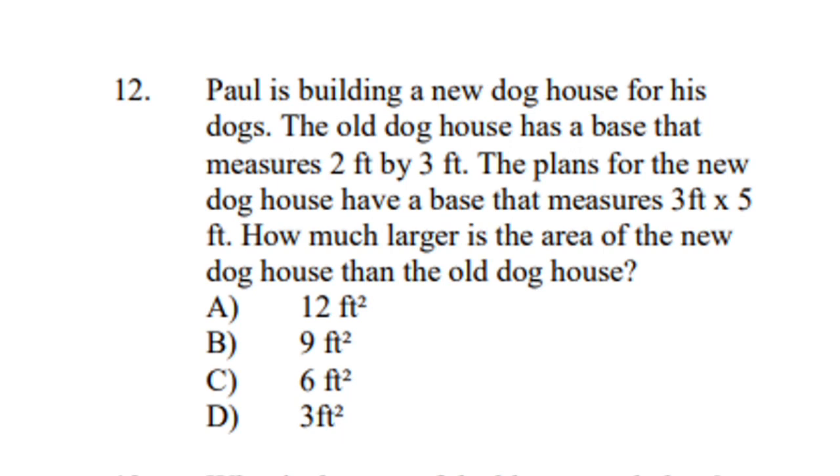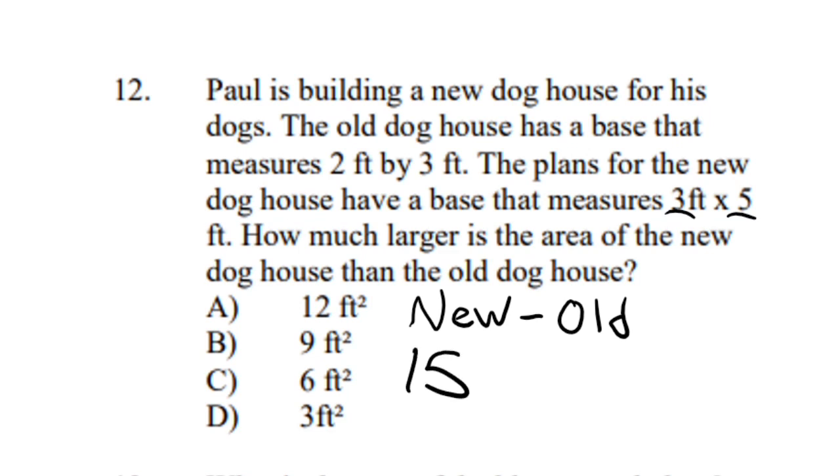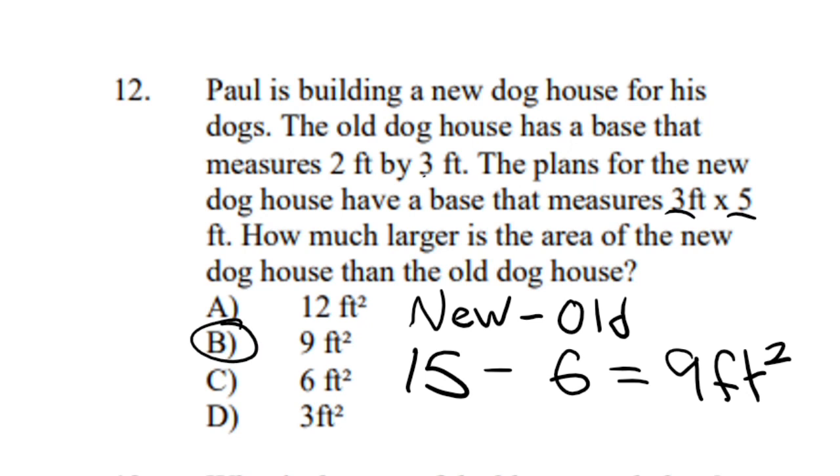So what we're going to do is find the area of the new doghouse and subtract it by the area of the old doghouse. The new doghouse is 3 by 5. If we multiply them together to find the area, that's going to be 15. And we're going to subtract that by the old doghouse measures, which is 2 and 3. We multiply them together. That's going to give us 6. So if we subtract 15 and 6, that's going to give us 9 feet squared. So 9 feet squared is going to be the difference between the two doghouses.